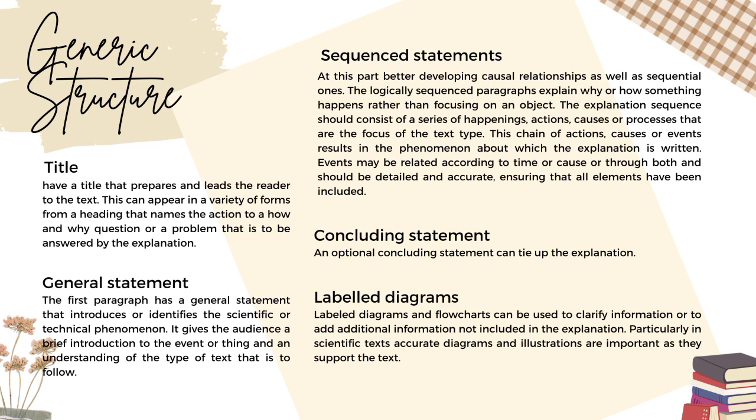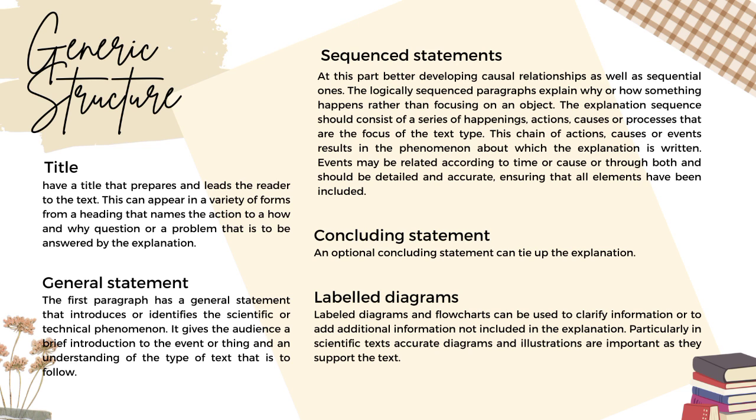At this part, develop causal relationships as well as sequential ones. The logically sequenced paragraphs explain why or how something happens rather than focusing on an object. The explanation sequence should consist of a series of happenings, actions, causes, or processes that are the focus of the text type. This chain of actions, causes, or events results in the phenomenon about which the explanation is written. Events may be related according to time or cause, and should be detailed and accurate, ensuring that all elements have been included.